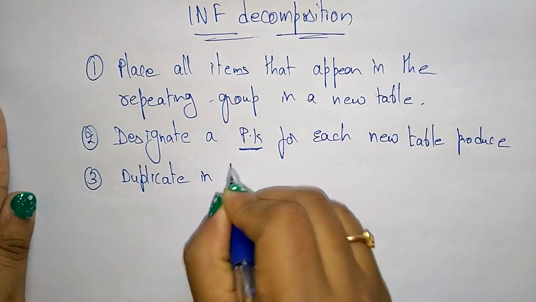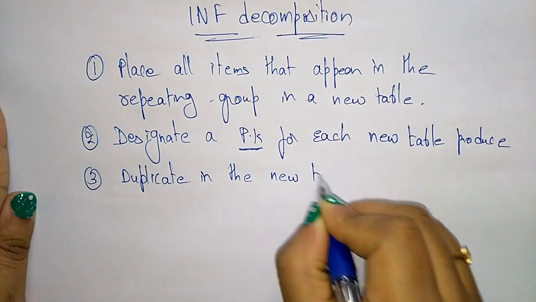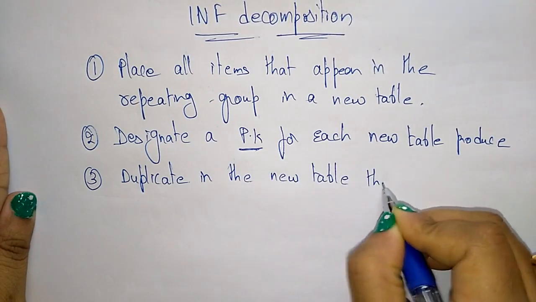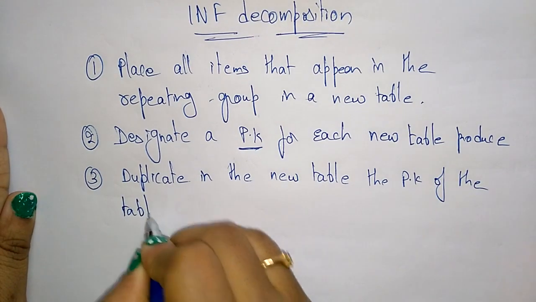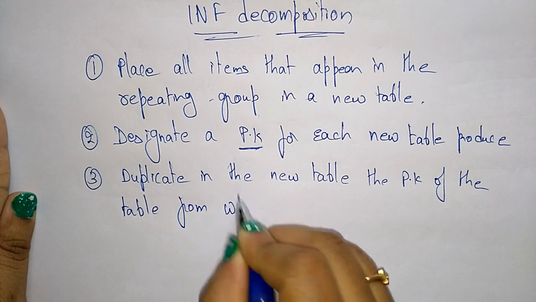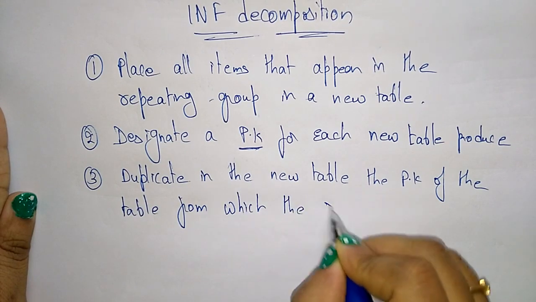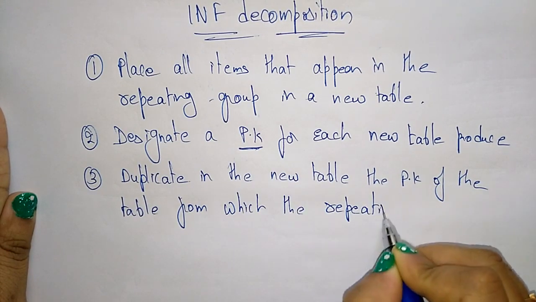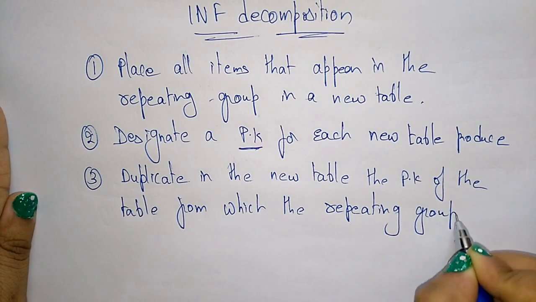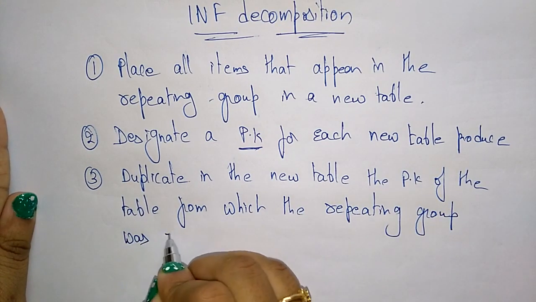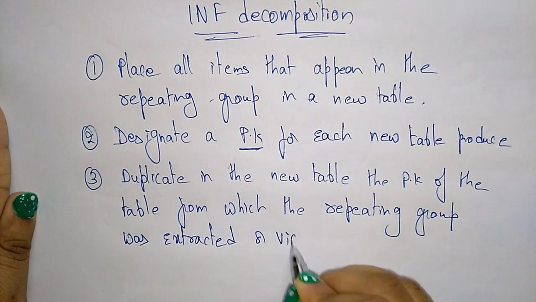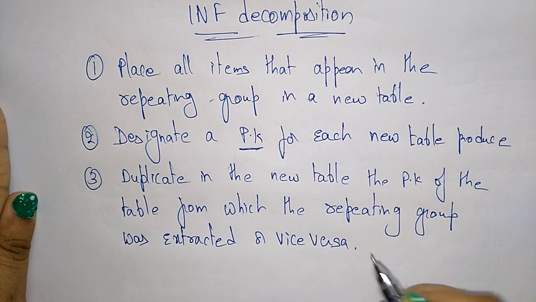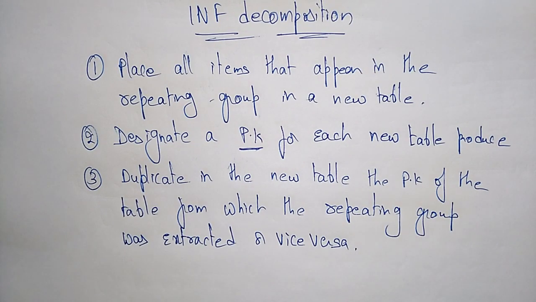duplicate in the new table the primary key of the table from which the repeating groups was extracted, or vice versa. So these are the steps you have to follow for decomposing the relation into first normal form.